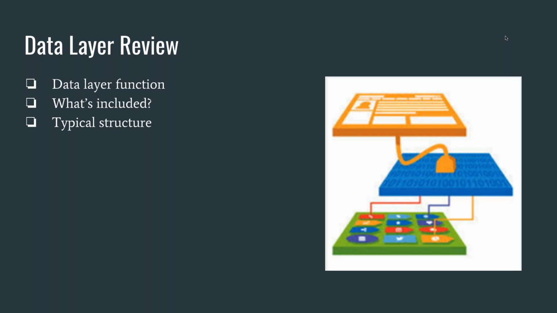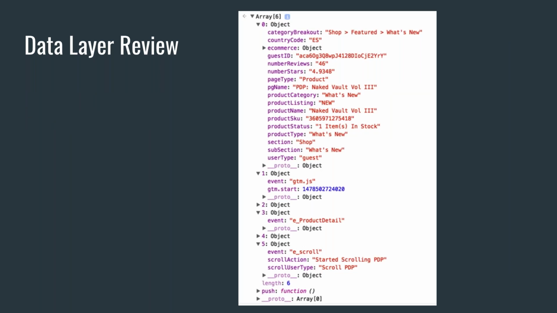Typical structure, as I mentioned, the data layer is a JavaScript object on the page, or rather it's an array of different objects. So it's going to be page information, product information, as well as events, all being pushed to that same object that's there on the page. I want to provide an example here. So this is the example of a data layer array. You see here six different individual objects, all from various data layer pushes that happen on that particular page.